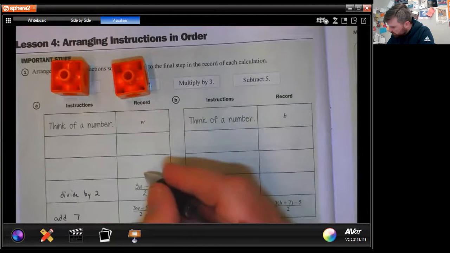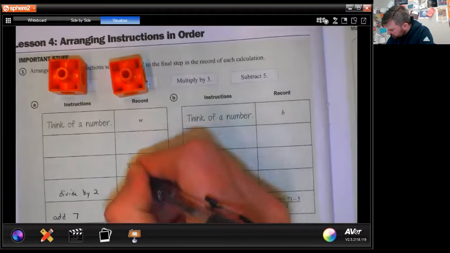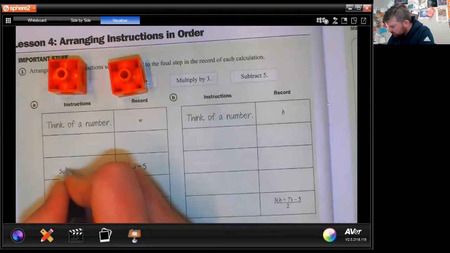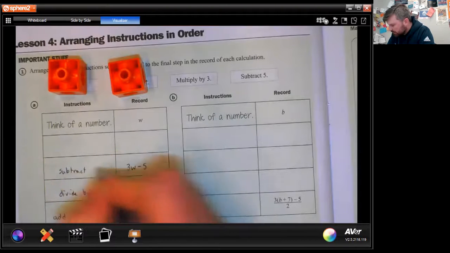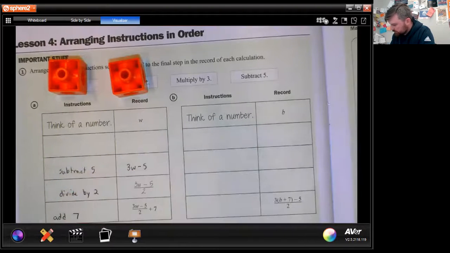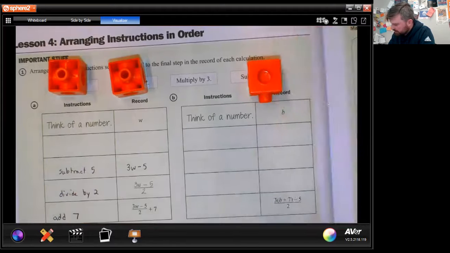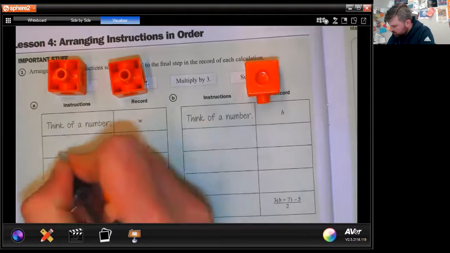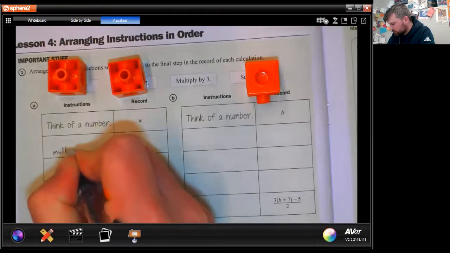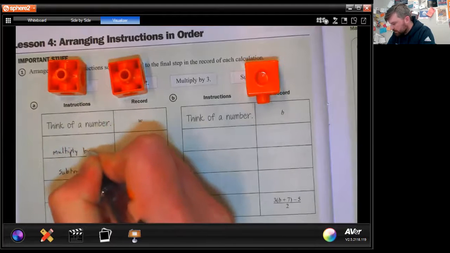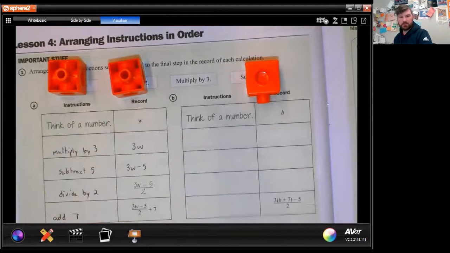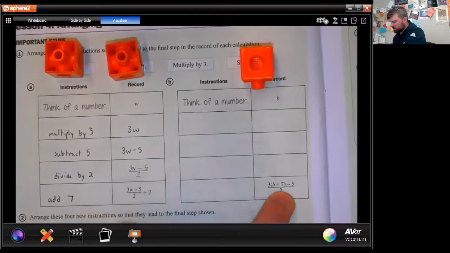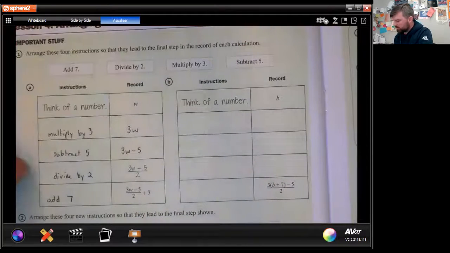And then before that, it looks like we'd have 3w minus 5. So subtract 5. And then the last thing is multiply by 3. You would have got 3w by 3 there. So it's easy to see this story and work our way backwards.